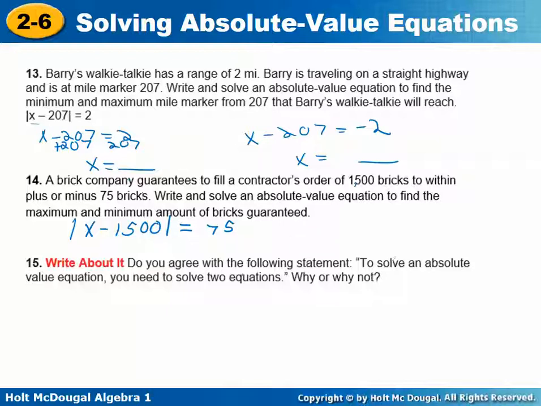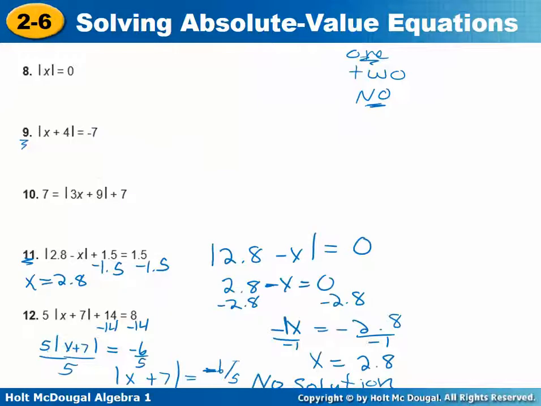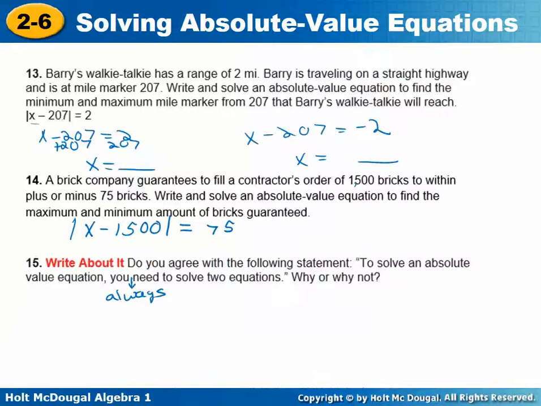And then the last one just says, do you agree with the statement: to solve an absolute value equation, you need to solve two equations? Maybe I'll put in this little thing to help you think about this one. Do you always need to solve two equations? I mean, sometimes you do. We just did a bunch of those. But we also saw sometimes where you don't have to use two equations, like if it's equal to 0. Or in the case of equal to a negative number, we didn't even have to write any equations or solve any equations. We just said no solution.